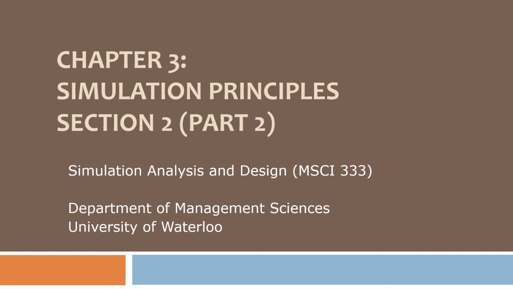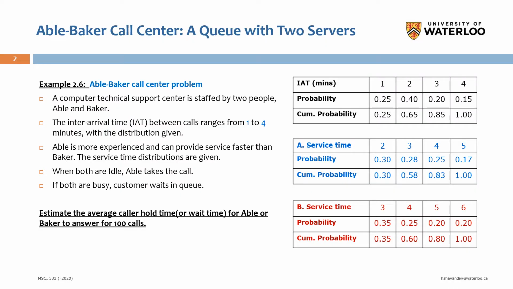Hi everyone, this is part 2 of section 2 of chapter 3. Okay, so if you remember, we had the Able Baker call center example in chapter 2, and we did a simulation of this system in Excel. Okay, but now we are going to have this example in terms of a discrete event simulation.